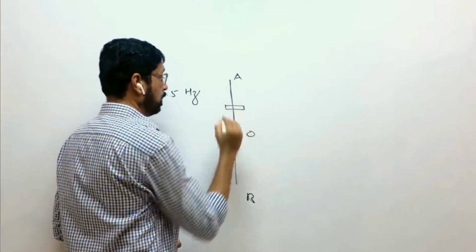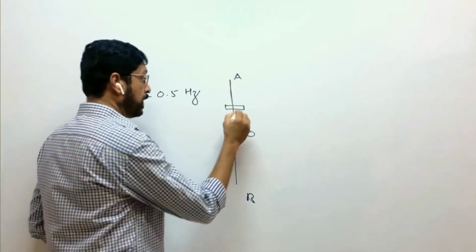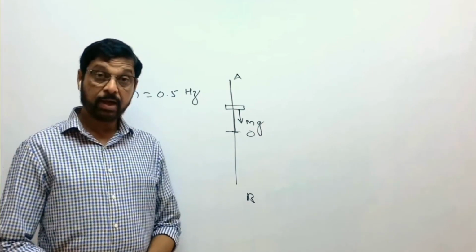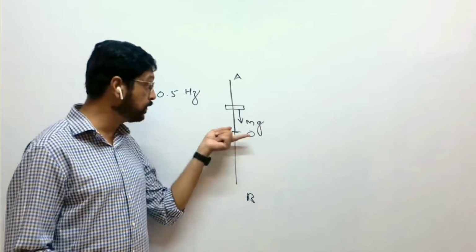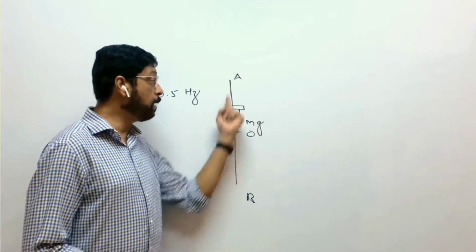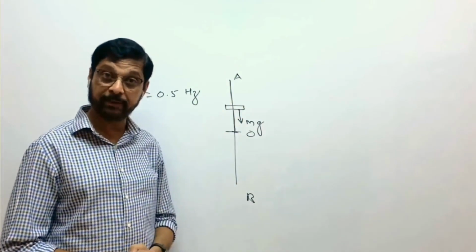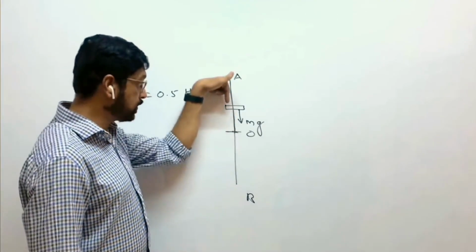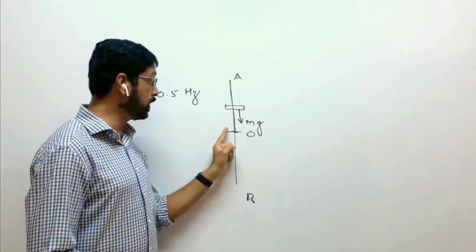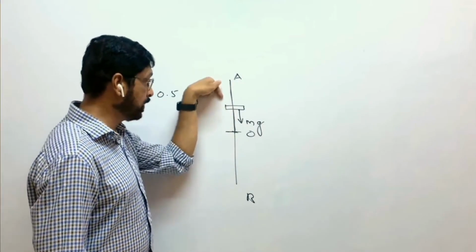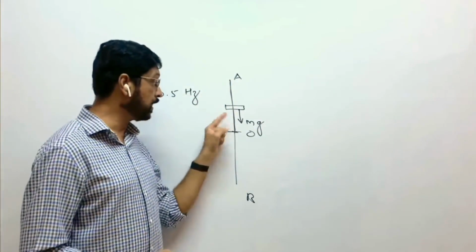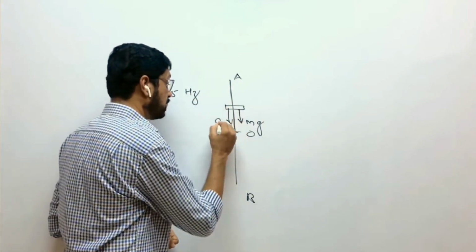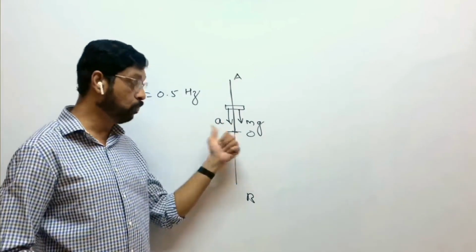Suppose the piston is here, the direction of weight is vertically downward, mg, and the piston is moving upwards. Which direction is the acceleration in? Upwards? No. The acceleration in SHM is always directed towards the mean position, whether the piston is moving upward or downward. In any case, the direction of acceleration is towards the mean position. So the acceleration is also downwards.